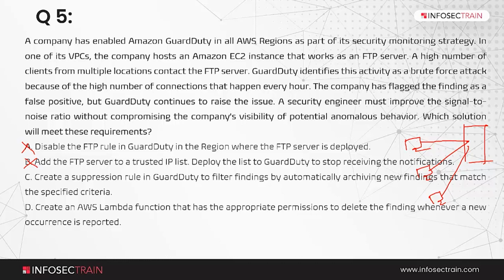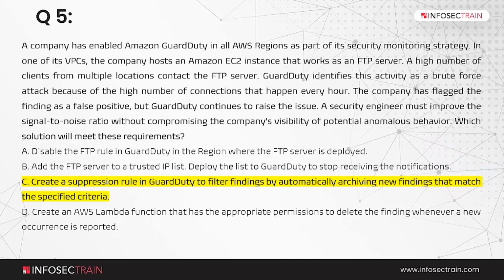Okay, and the last one: create a Lambda function that has appropriate permissions to delete the finding whenever a new occurrence is reported. Again, your question talks about the company wanting visibility over potentially anomalous behavior, plus they want to make sure the activity continues without any issue. And if you try to delete it, it will still keep on being created, right? So that doesn't make any sense. And Lambda is not a sensible thing here, right? The answer is C.